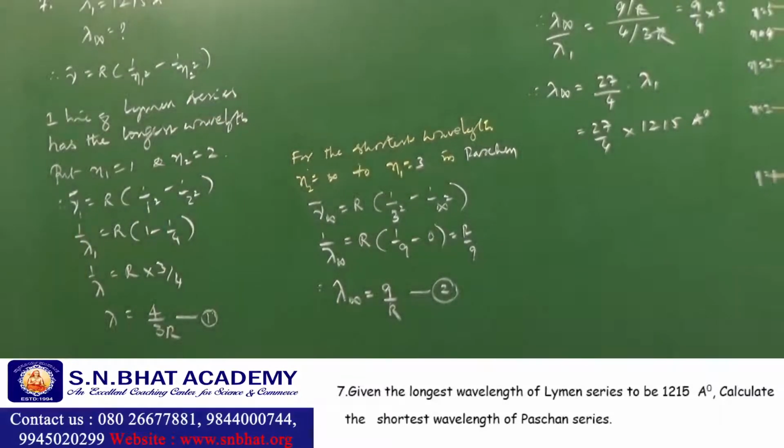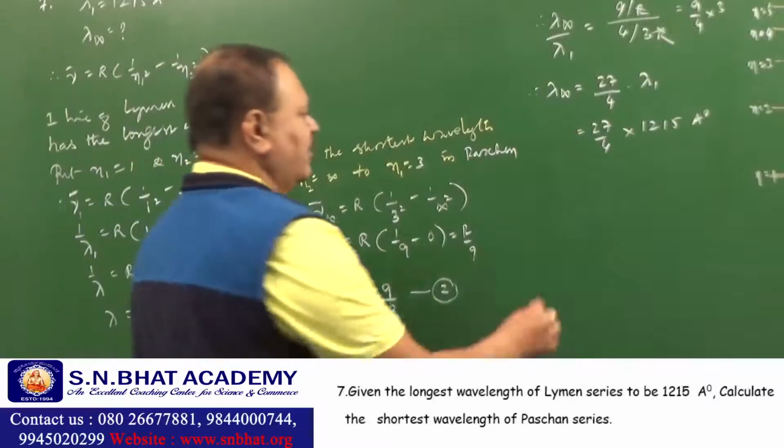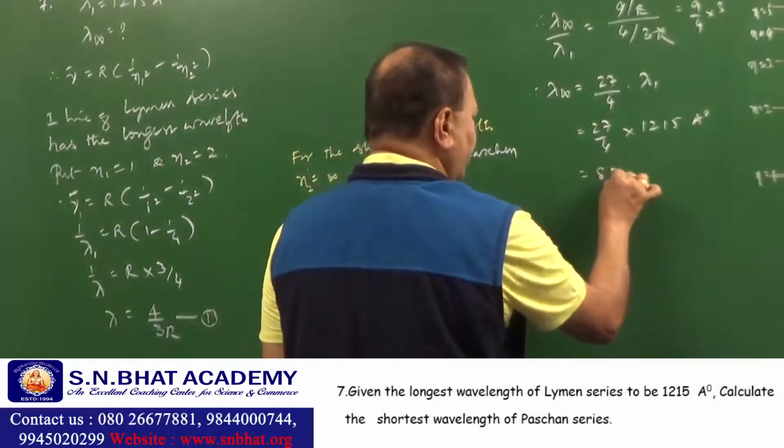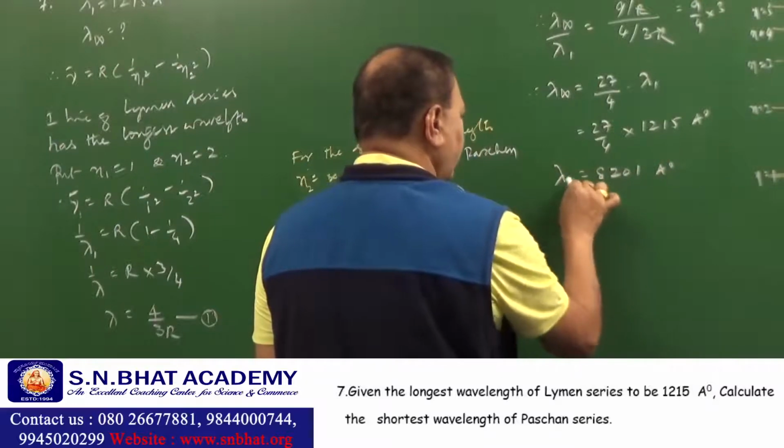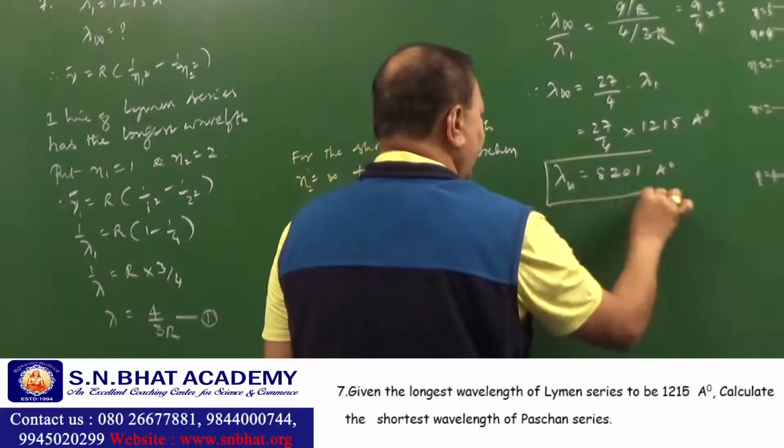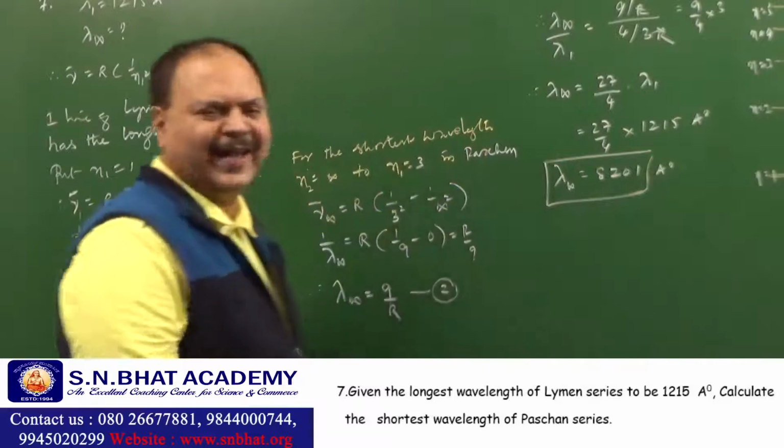Now you simplify that. So your 27 divided by 4, that should be multiplied by 1215 angstroms, which is 8201. That comes out to be 8201 angstroms. Remember last time it was 8199 angstroms, almost.